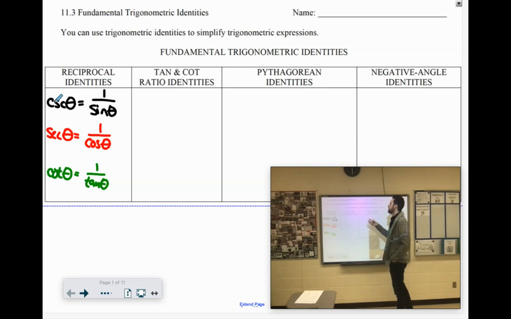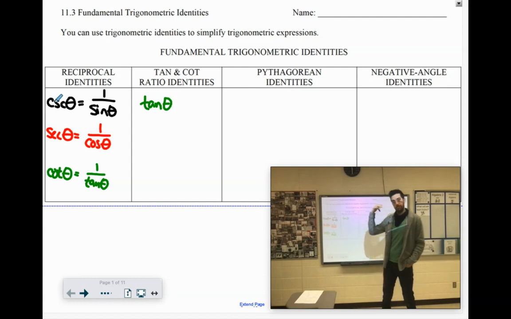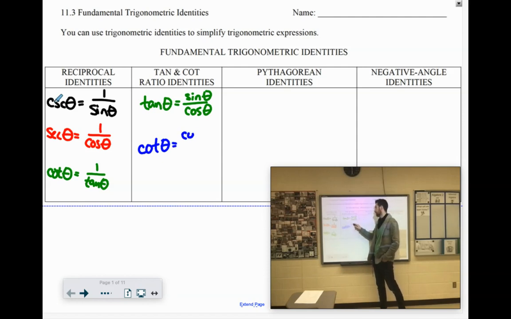All right, now we'll get into tangent and cotangent ratio identities. Now we used to say that tangent was the y-coordinate divided by the x-coordinate. But now we're going to say, because remember the y-coordinate is the same as the sine, tangent of theta is the sine of theta over the cosine of theta. Great. Now if we did that for cotangent, it would just be the reciprocal. So the cotangent is the cosine of theta over the sine of theta.